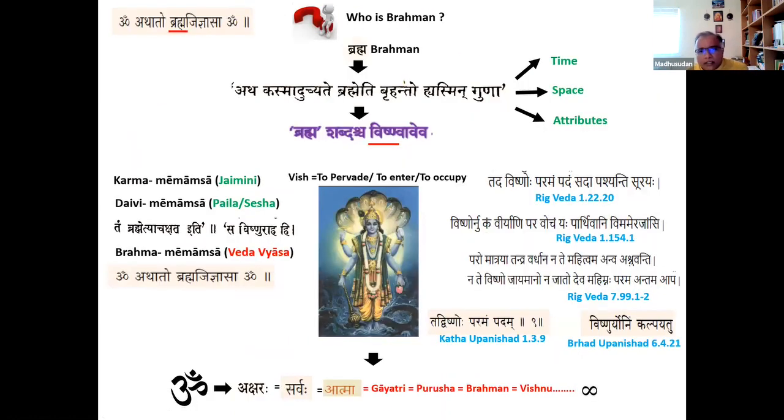Okay. Now let's briefly recap who this Brahman is. And as you know, Veda Vyasa said the very first sutra there, Atato Brahma Jignasa. And then he said Brahma, and we described this several times. Atha kasmad uchyate brahmeti brihanto hi asmin gunaha. That which pervades time, space, and attributes is Brahman. And Acharya, with various evidence everywhere, concludes Brahma Shabdascha Vishnaveva. This Brahman or Gayatri is Vishnu himself.